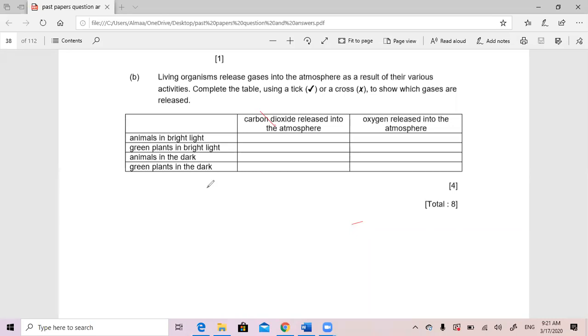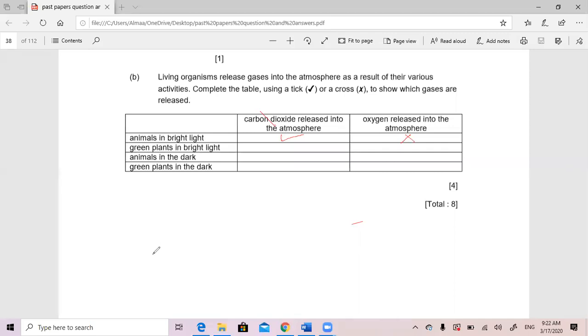Carbon dioxide, thanks. Do you like to take green plants or no? Plants in the first one, tick oxygen released into the atmosphere. The second one, oxygen released into the atmosphere, not this one. No, thanks, Salman. I want to choose plants. I want to choose another one.